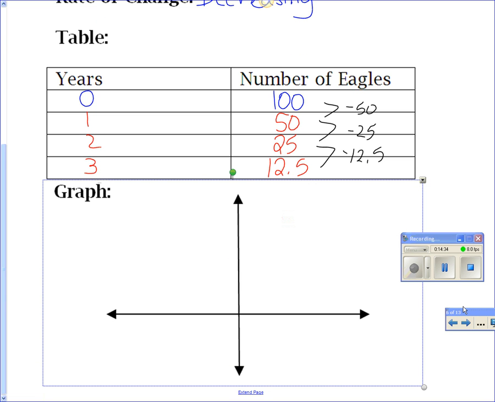All right, what's my y-intercept? 100. And what's happening to the Eagles? They're decreasing. It's going to be a curve because it's exponential. So it looks like that.